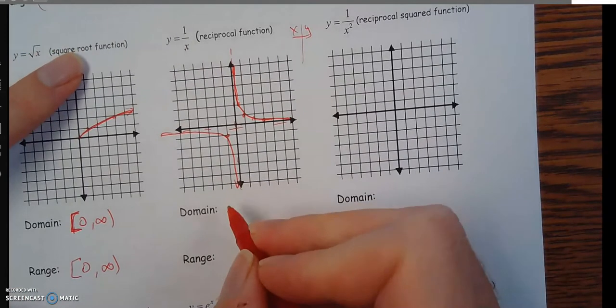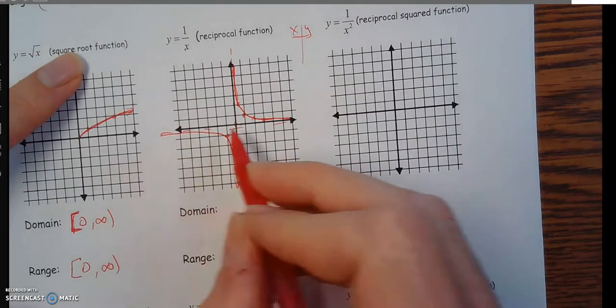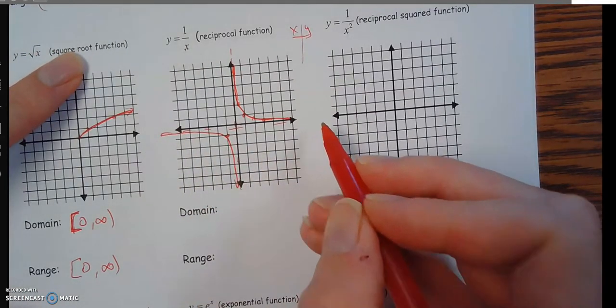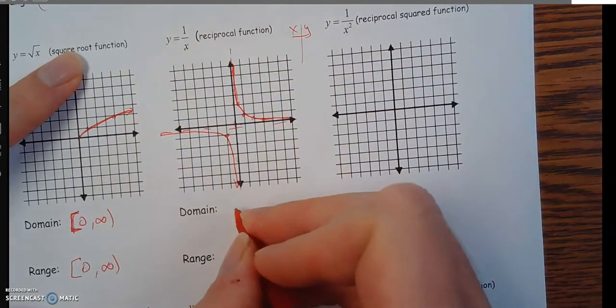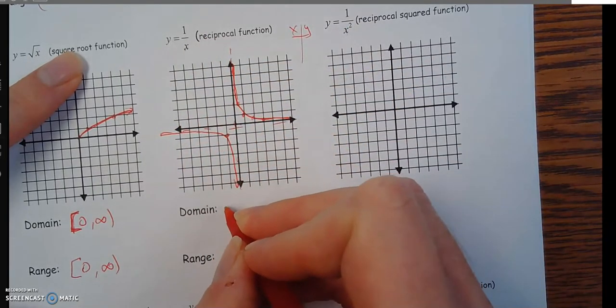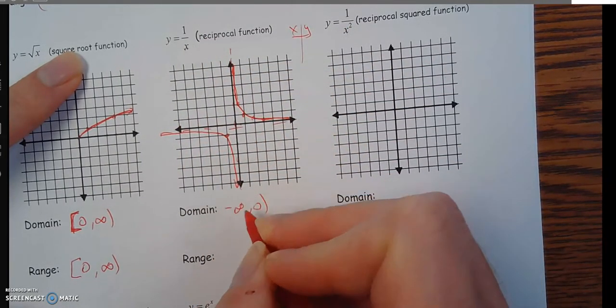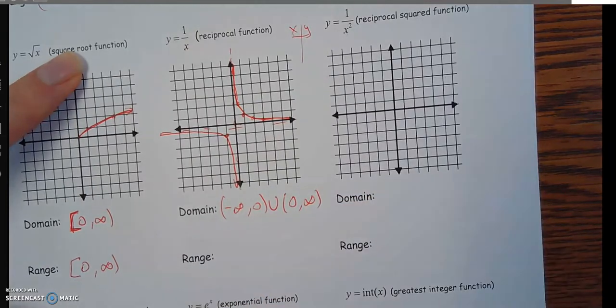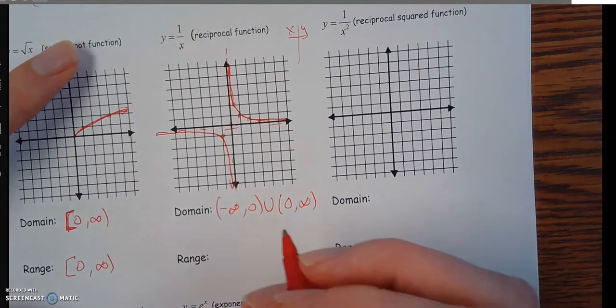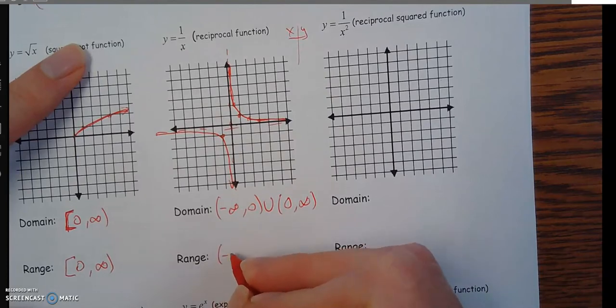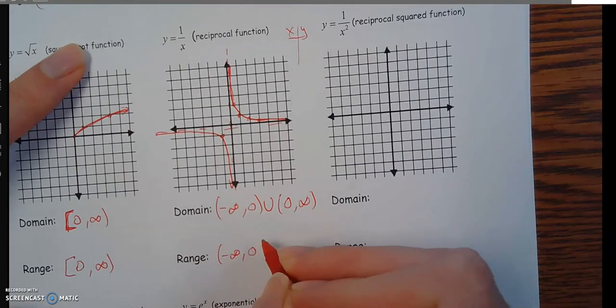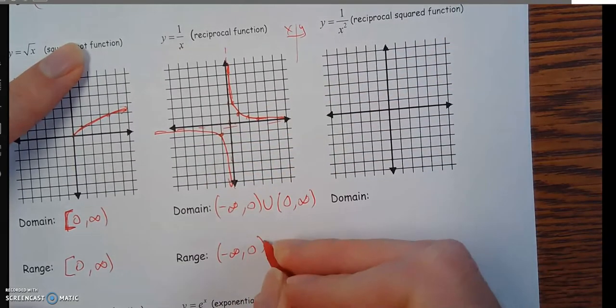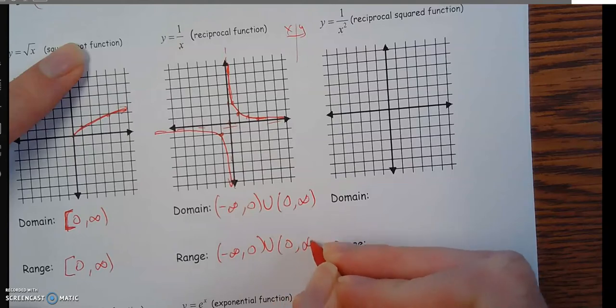And then the domain of this guy, I can plug in any number I want except for one number. I can't plug in 0. So 1 divided by 0 is not defined. So from -infinity up to 0, not including 0, and then from 0 off to infinity. And then the range is going to get the same answer: -infinity up to 0, not including 0, and then 0 off to infinity.